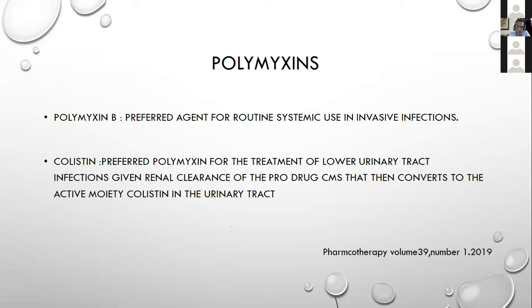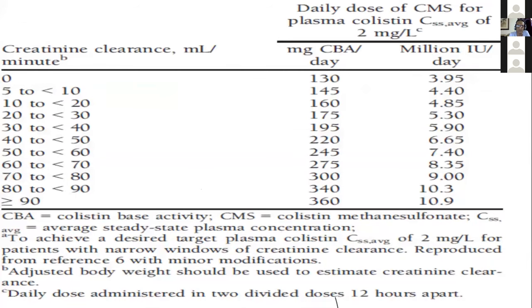Colistin, I have given 12 mega units to start and then 3 mega units TDS or 4.5 mega units BD. So whichever you use, but if you look at the other guidelines, some of them will say you give a loading dose of 9 mega units and then 3 mega units TDS or 4.5 mega units BD, whichever is appropriate. And in the same article that I'm quoting, they've given you the colistin dose one should give for whatever your creatinine clearance, all right?